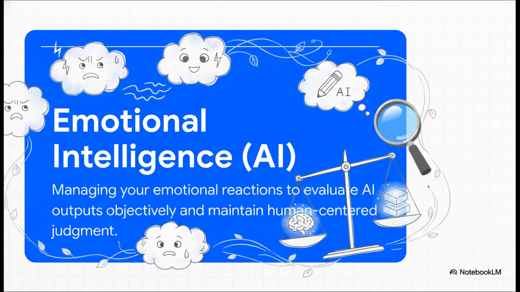So let's define what we mean by emotional intelligence for AI. It's really about managing your own emotional reactions. You know, things like feeling defensive when the AI suggests a better way to phrase something you wrote. Or, on the flip side, getting so excited by a perfectly written paragraph that you just trust it completely without checking. It's about being objective and keeping that human-centered judgment front and center.